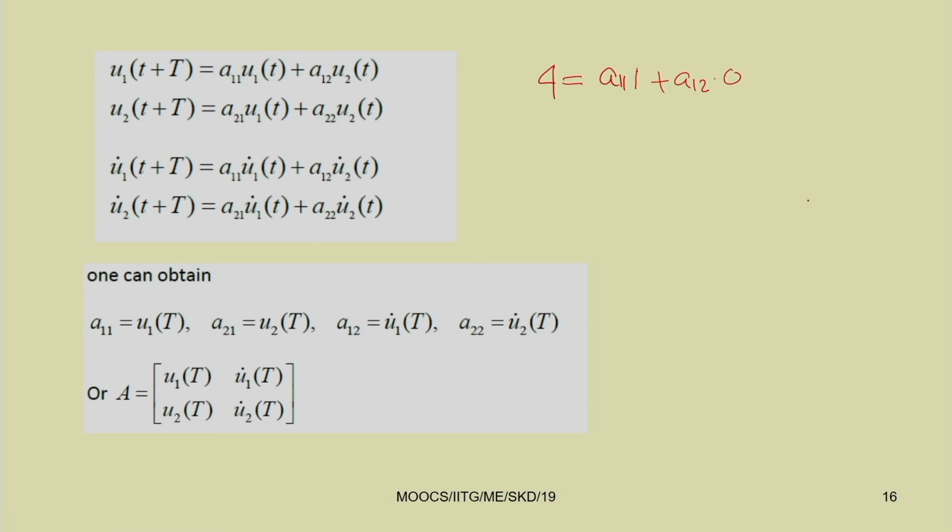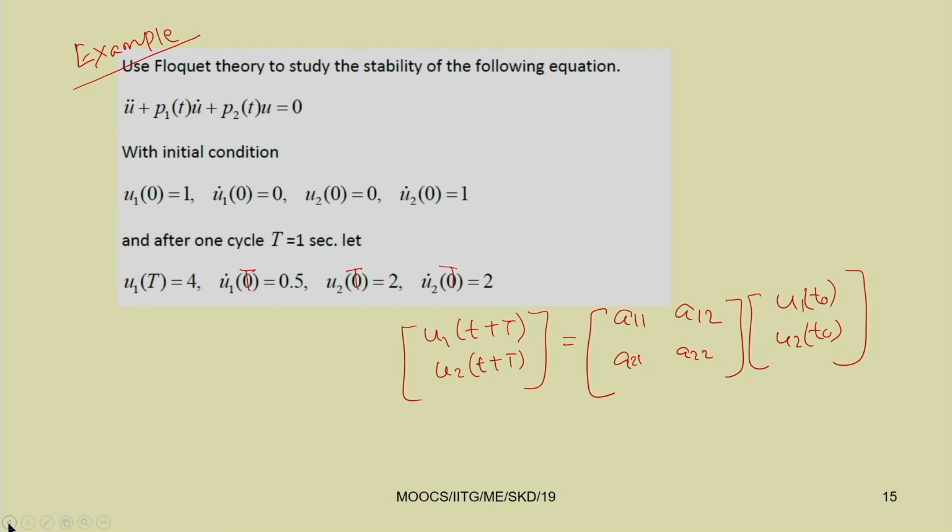Let us write it here. We have u1(t0) equal to 1, u1 dot (t0) we have to write equal to 0, u2(t0), already we have seen this is equal to 0, and u2 dot (t0). These values are given, so let us substitute them here. From this we have seen u1 dot (0) equal to 0, u2(0) equal to 0, and u2 dot (0).